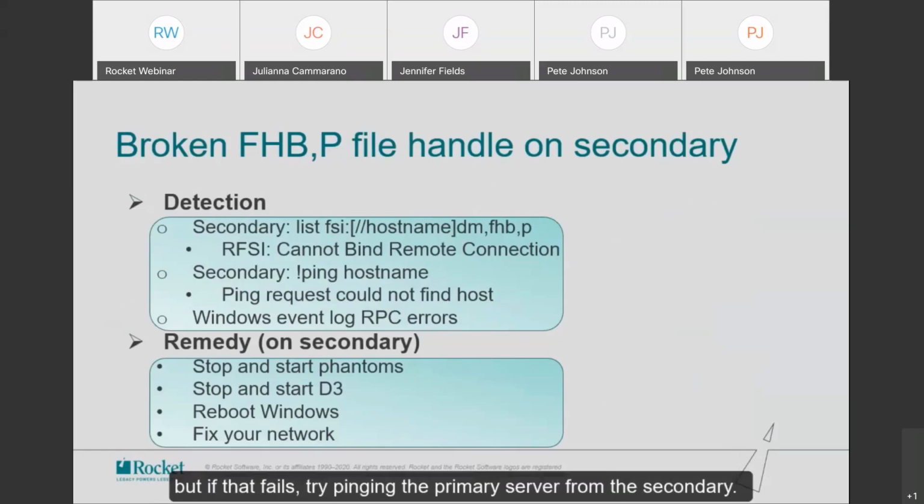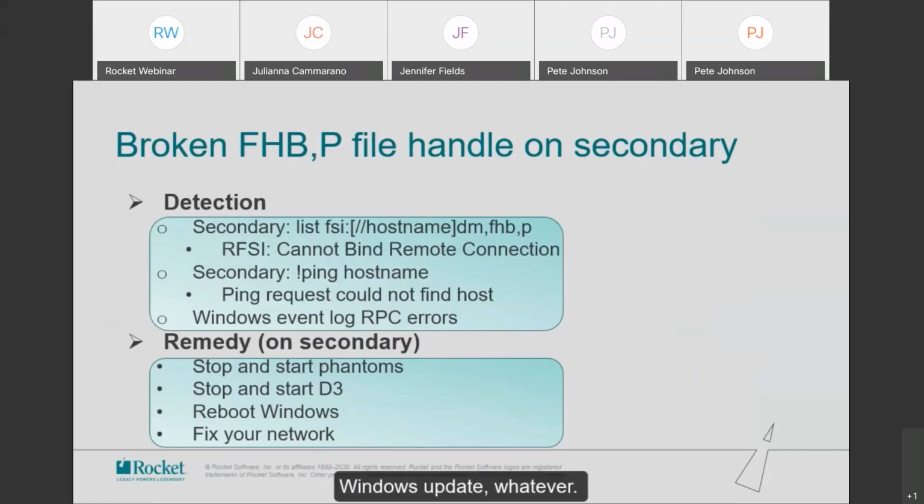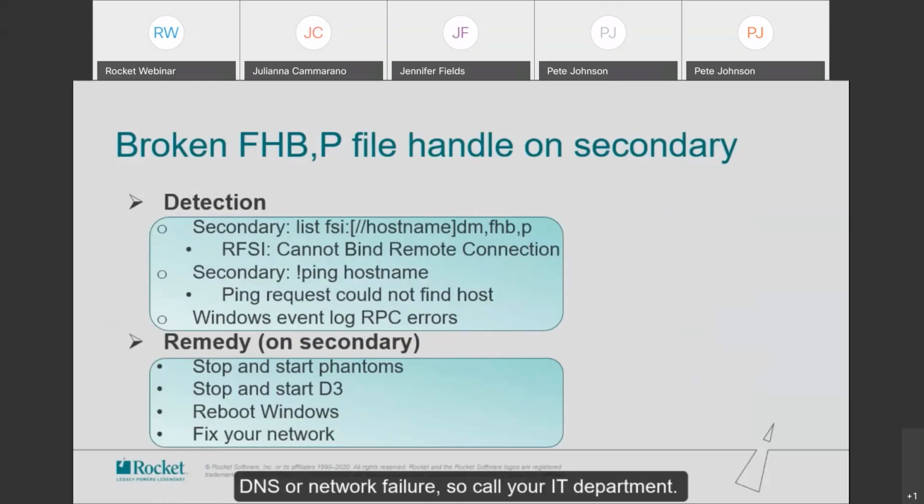But if that fails, try pinging the primary server from the secondary. If pinging works, but listing FHB, fails, there's probably something wrong with RPC. Check the Windows event logs on both servers. Check for some rogue Windows update, whatever. If you can't ping the server by host name or IPv4 address, you have bigger issues like bad DNS or network failure, so call your IT department.